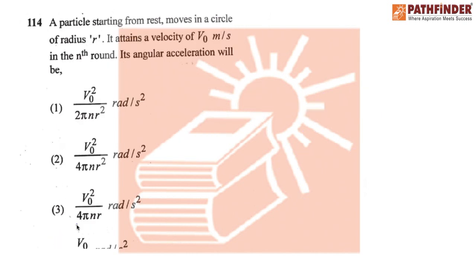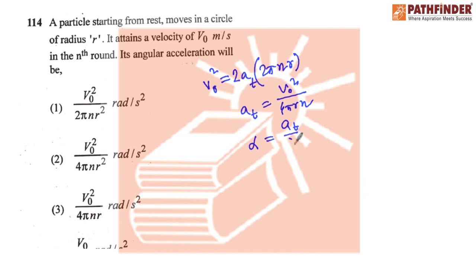A particle starting from rest moves in a circle of radius r. It attains the velocity v0 in the nth round. Nth round means that it has already rotated by an angle 2 pi times n. Its angular acceleration will be. Okay, so now v square equal to 2a times distance. So 2a times distance is 2 pi n times r, where a is the tangential acceleration. So you are getting tangential acceleration is equal to v0 square by 4 pi r n. Now alpha, the angular acceleration, is equal to a by r. So it is v0 square divided by 4 pi r square n. Okay, so our option number 2 is the correct one.